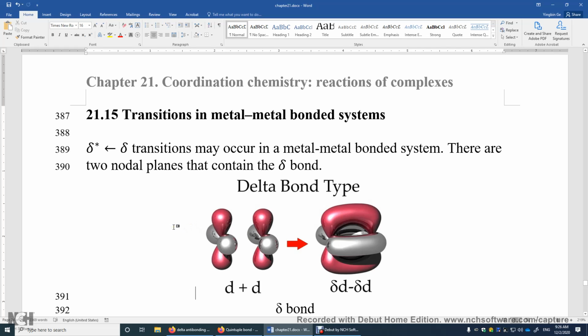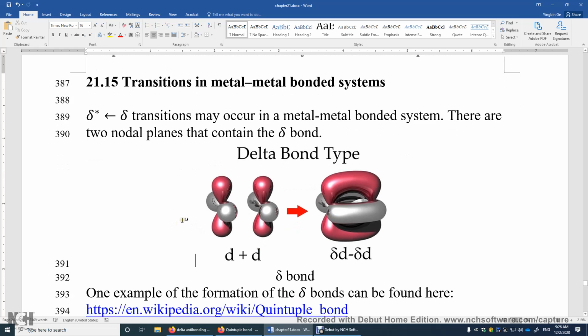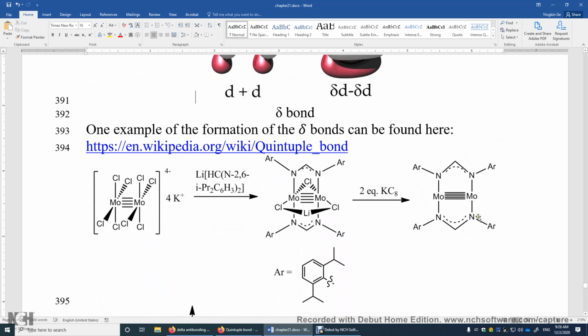Now let me show you a real example of the delta bond in this transition metal complex. It contains two transition metal centers, molybdenum. These two are 4d transition metal centers. In this case, we have a quintuple bond between these two transition metal centers. Quintuple bond, it's rare, but it can be observed in the metal-metal bonded system.